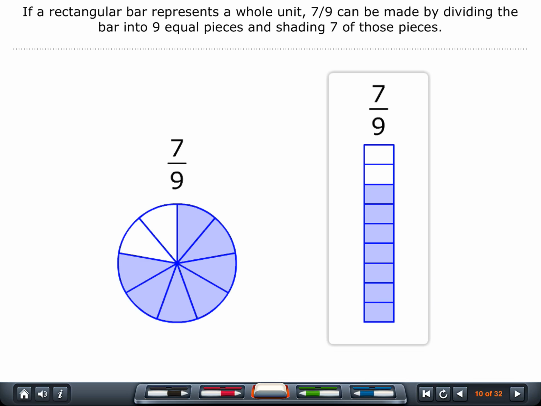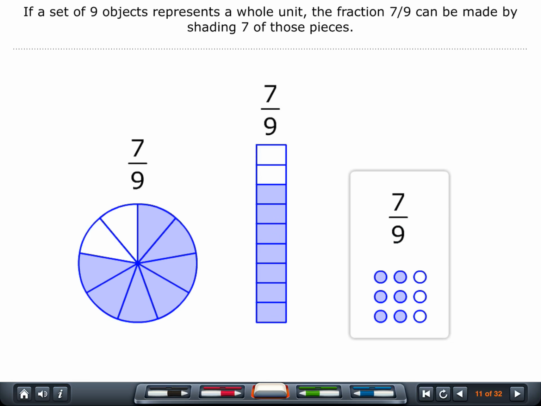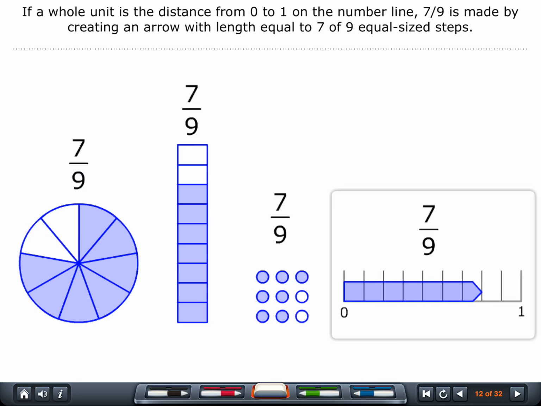If a rectangular bar represents a whole unit, 7/9 can be made by dividing the bar into 9 equal pieces and shading 7 of those pieces. If a set of 9 objects represents a whole unit, the fraction 7 over 9 can be made by shading 7 of those pieces. If a whole unit is the distance from 0 to 1 on the number line, 7/9 is made by creating an arrow with length equal to 7 of 9 equal-sized steps.